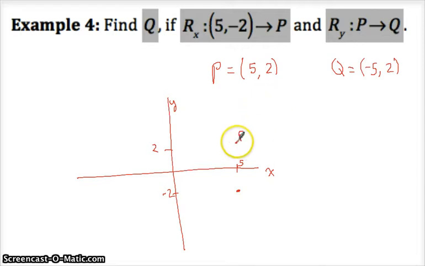Now reflect this point over the y-axis. So it's going to go way over here somewhere. Looks like it's going to have to go that far on that side. And yeah, that's the point Q, and that's at negative 5, 2. That's kind of what that looks like to get this final answer.